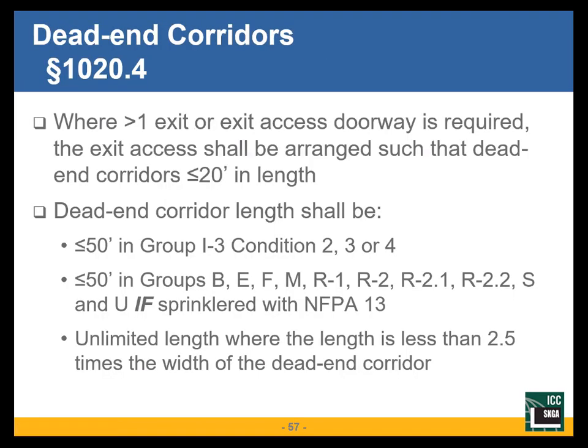When I have more than one exit, I have to address dead-end corridors. Ideally, we would never have dead-end corridors, but we do, and it's allowed. The general requirement is the dead-end corridors no more than 20 feet in length. It can be increased to 50 feet in an I3 or in group B, E, F, M, R, S and U occupancies if the building's sprinkled with NFPA 13. Note that this allowance says NFPA 13.